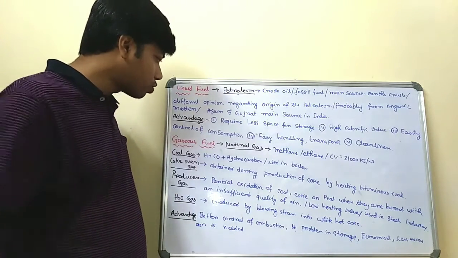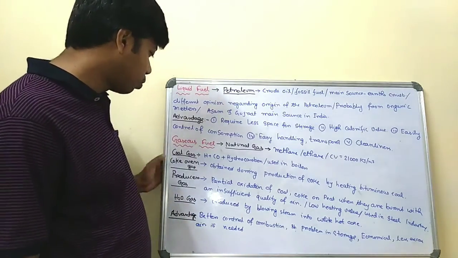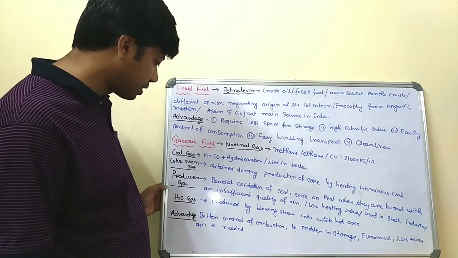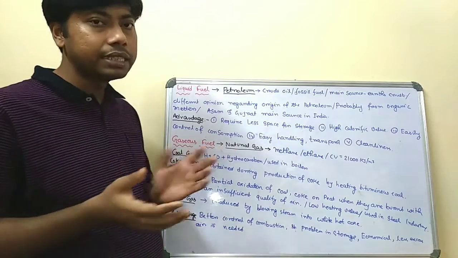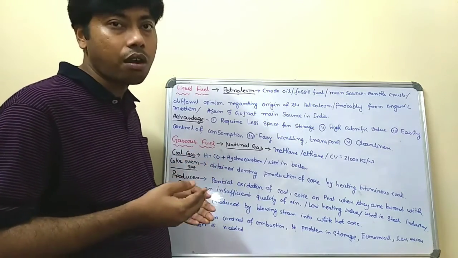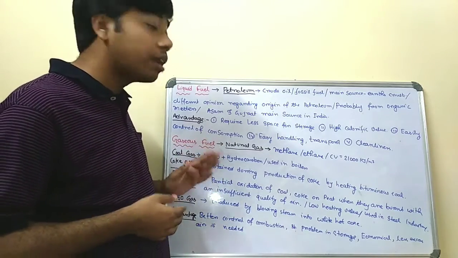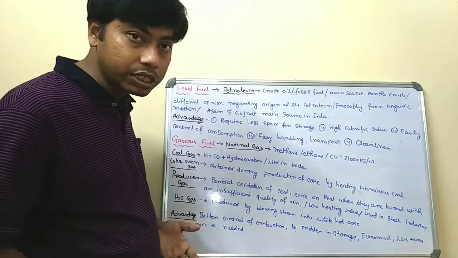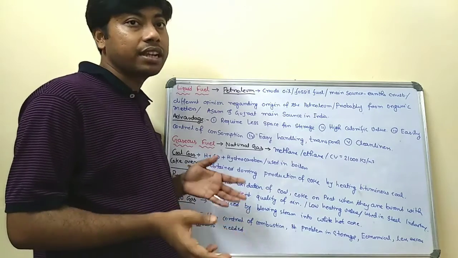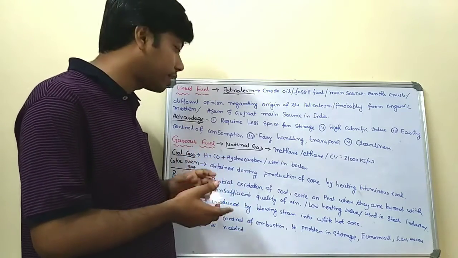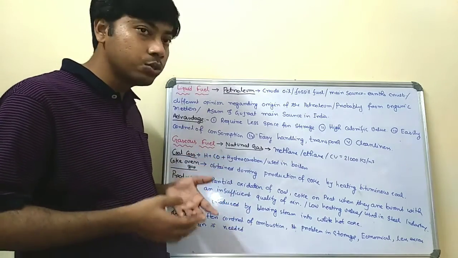There are lots of other gaseous fuels like coal gas, coke oven gas, producer gas, and water gas. Coal gas is a composition of carbon monoxide, hydrogen, and hydrocarbons, meaning compounds of carbon and hydrogen, and it is used in boilers.